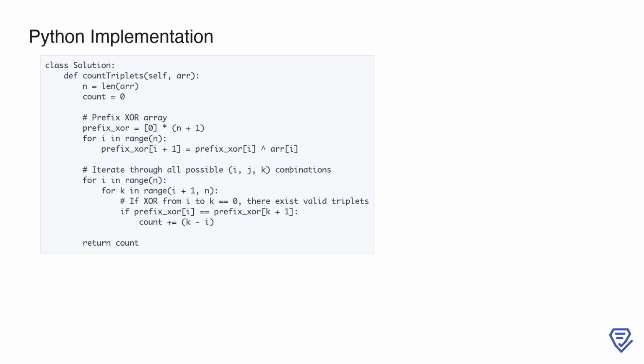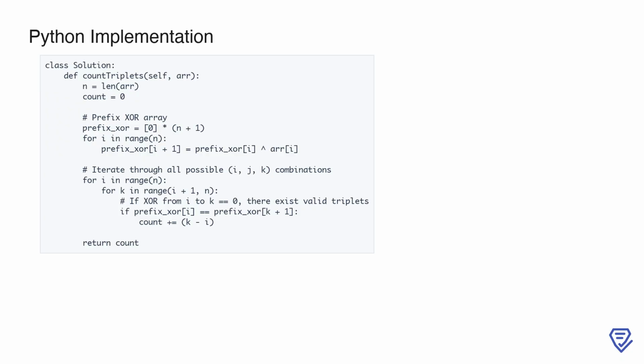This solution solves LeetCode problem number 1442, count triplets that can form 2 arrays of equal XOR. The task is to find the number of triplets i, j, k, such that the XOR of subarray i to j-1 equals the XOR of subarray j to k.